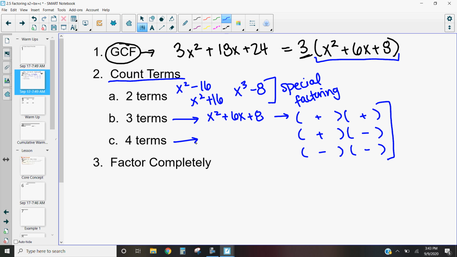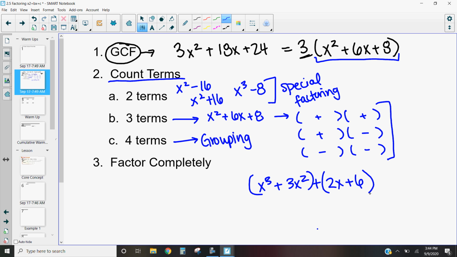Lastly, when we have 4 terms, we are going to have to factor by grouping. Say, for example, I had something like x cubed plus 3x squared plus 2x plus 6. Do you see how I have 4 terms there? Grouping means I'm going to group up those numbers and then factor. And we will talk about that in a later video as well.